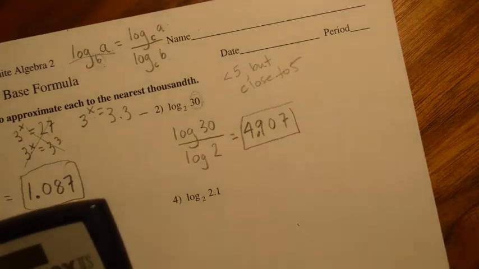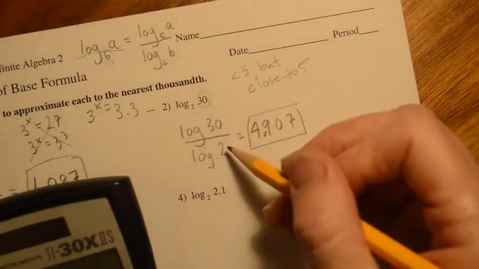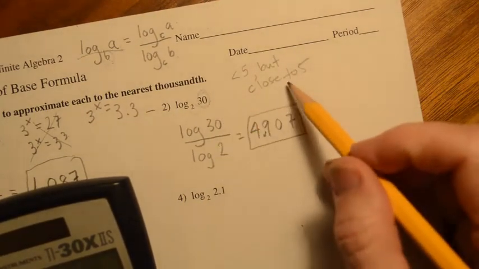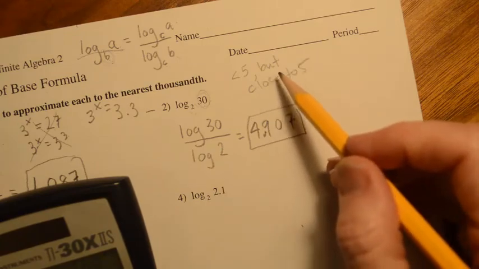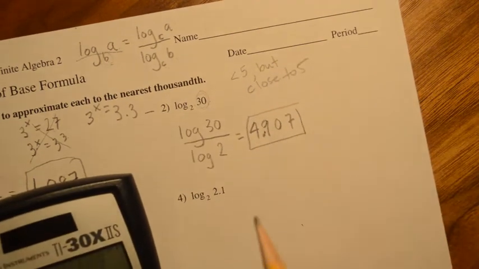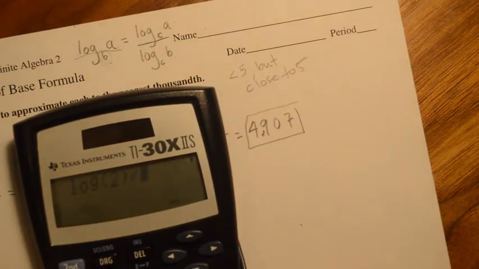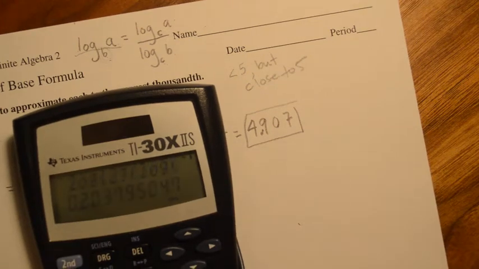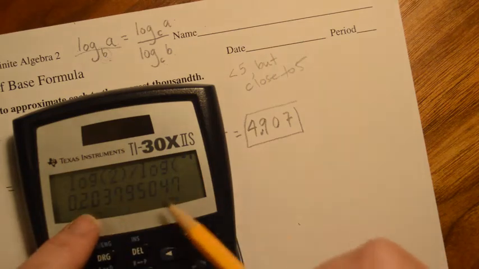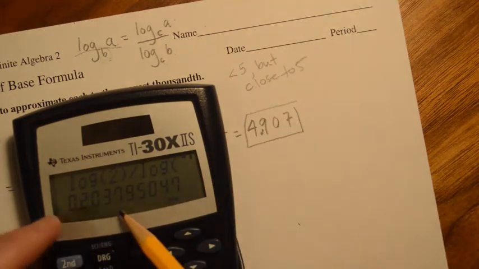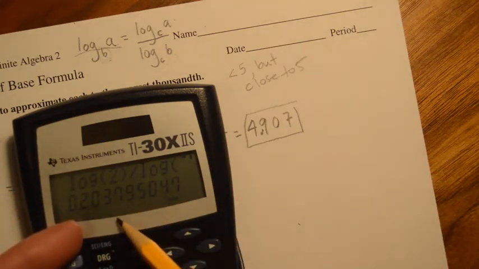All right, now I just want you to see, if you hadn't predicted that it would be close to 5, but less than 5, and you accidentally did log of 2 divided by log of 30. Whoops. You get something that's way, way off. But if you didn't have an idea in your head of what you were looking for first, you might just write that down without even giving it a second thought, right?